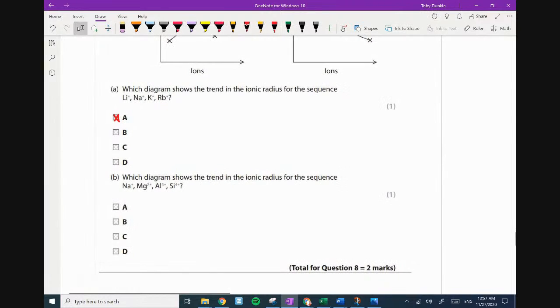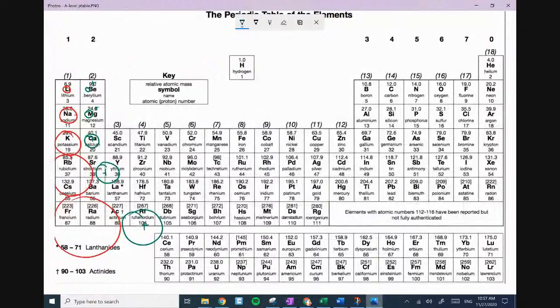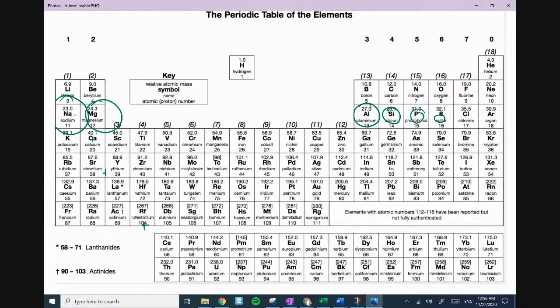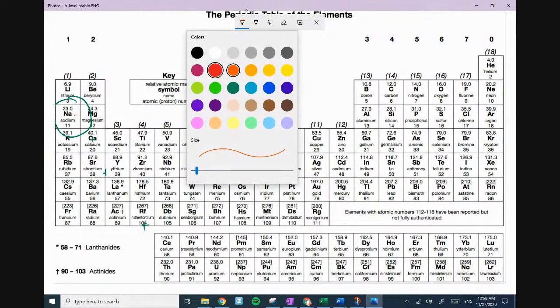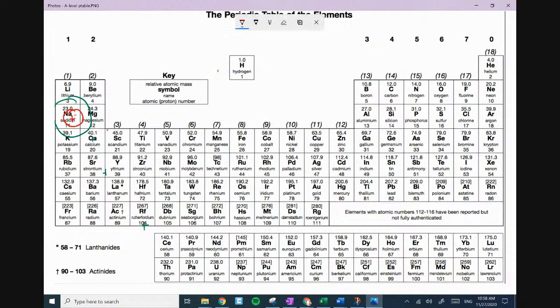Fine. Next. Which diagram shows the trend in ionic radius for this sequence? Sodium, magnesium, aluminium, silicon. We're going across the period now. So that's tricky. We need to do atoms first: sodium, magnesium, aluminium. We know that they get smaller as we move across the period. But now we need to do the ions. Sodium's atom, sodium's ion. It loses an electron, becoming Na+.